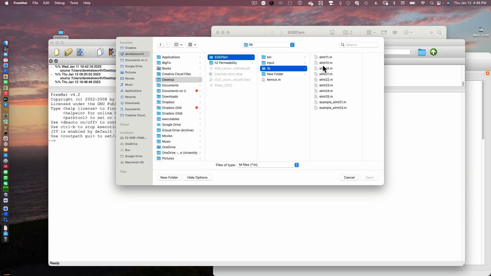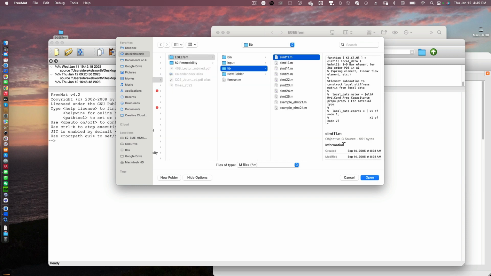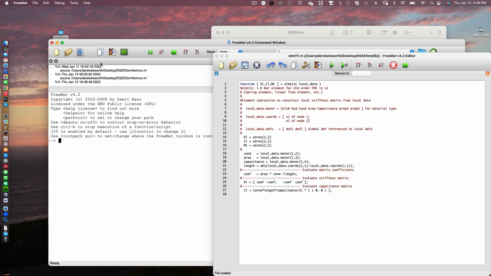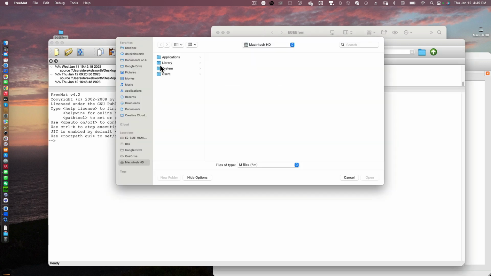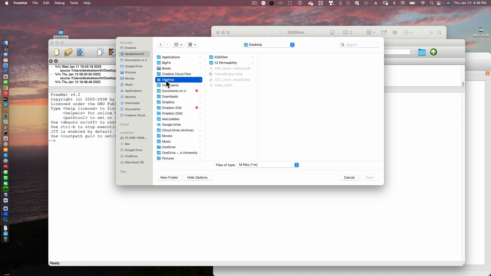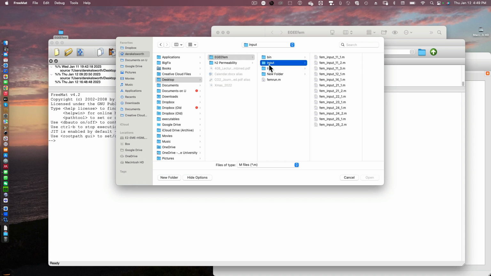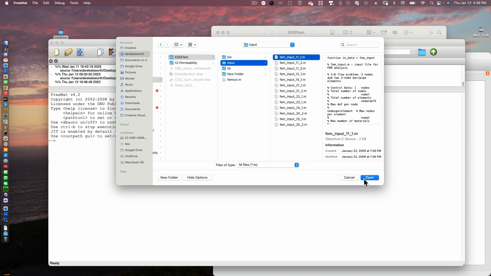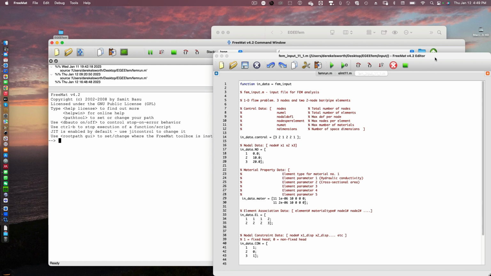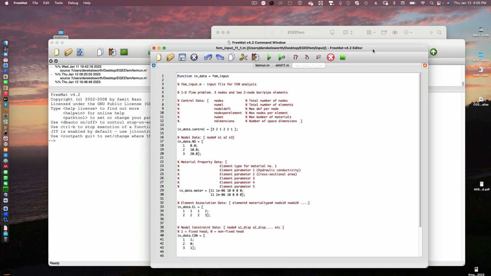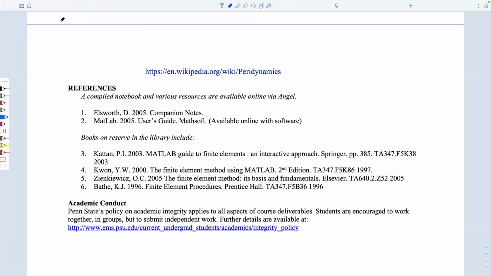These are element subroutines, and I'll explain to you what those element subroutines are. These are the things that you need to modify. This is the last one. Input. So, we go back to what I had in Notability.